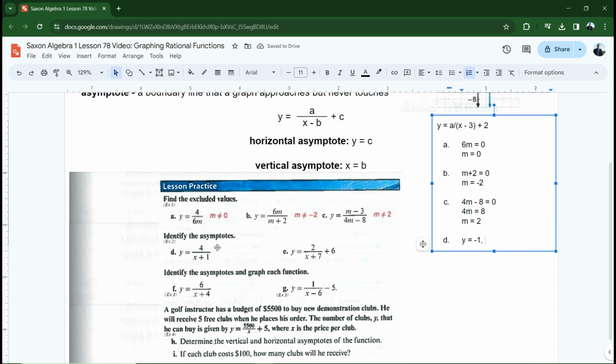And then notice it's plus 0. There is no plus c term, which means it's plus 0. That means that x equals 0 is my vertical asymptote.